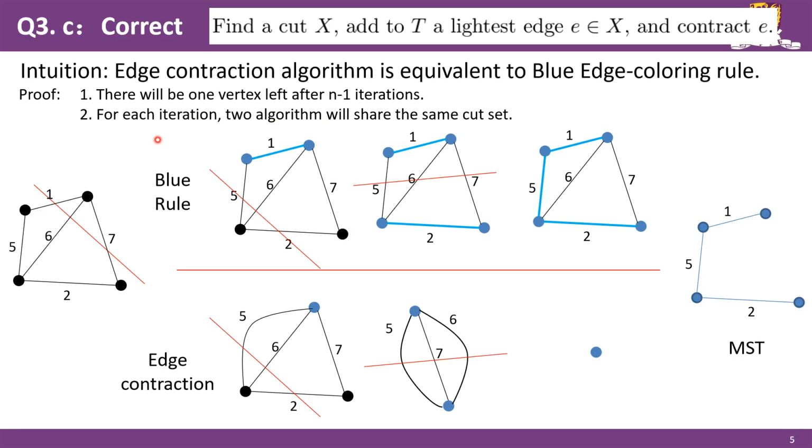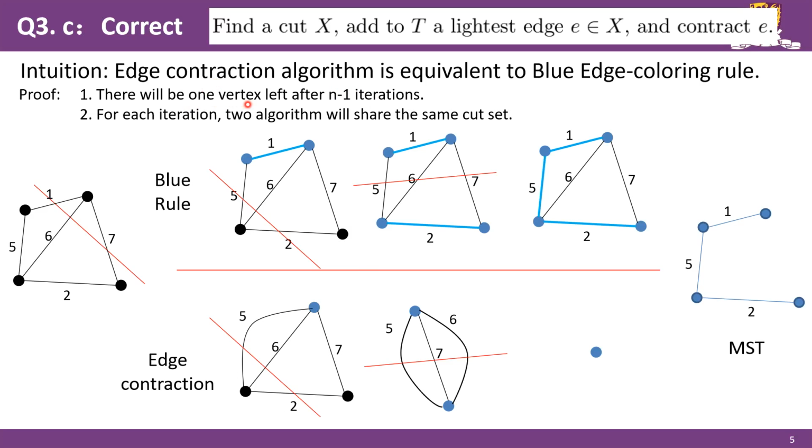Now we will look into the actual proof. The first part is rather intuitive because each time we contract an edge, the two endpoints of that edge will be merged into one. So the number of nodes of the original graph will be reduced by 1. And after n-1 iterations, there will be only one node left. Then the algorithm will terminate.